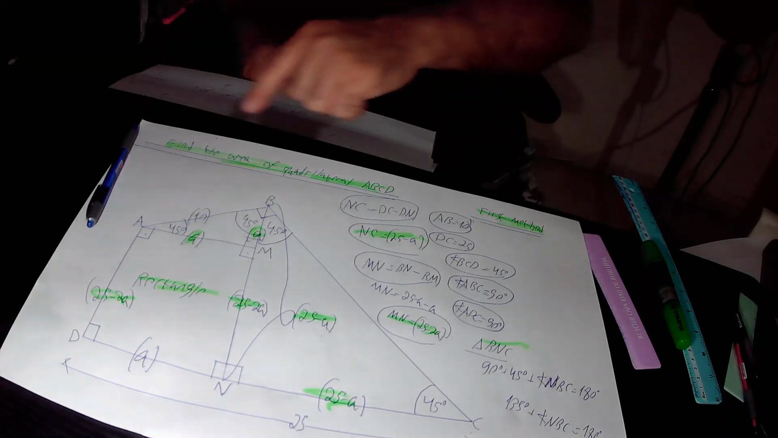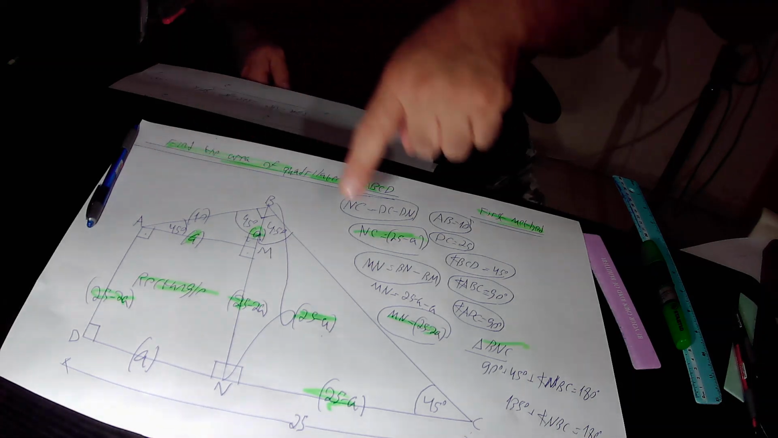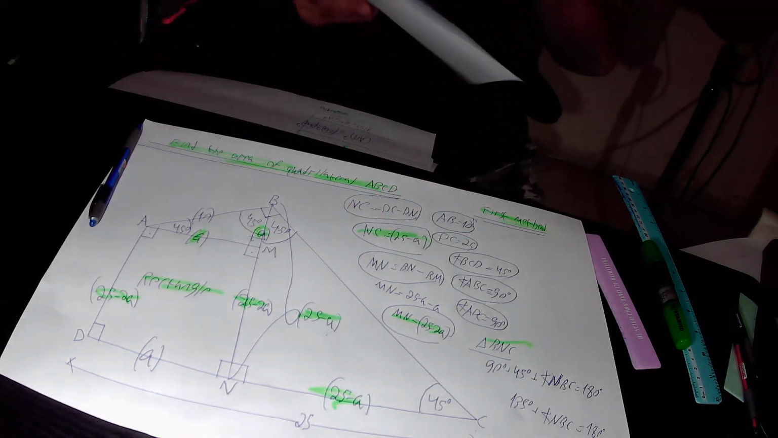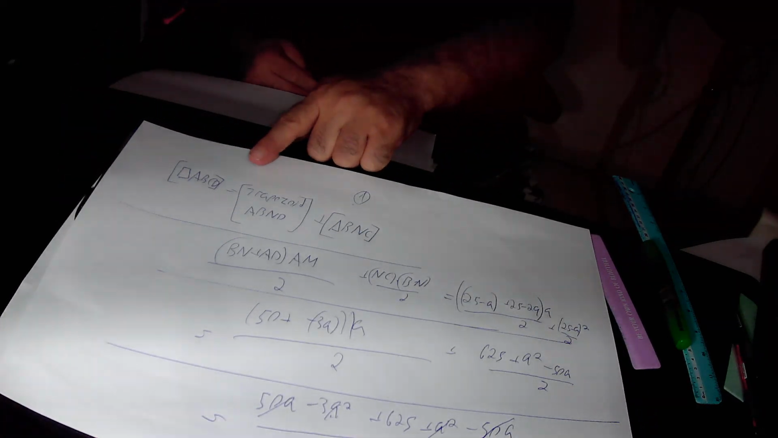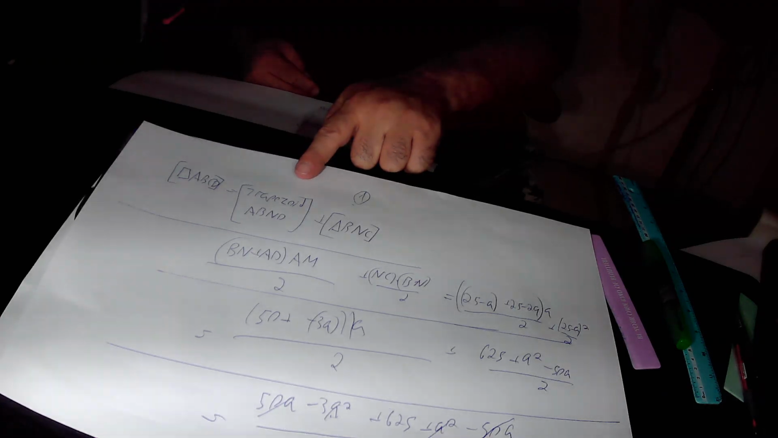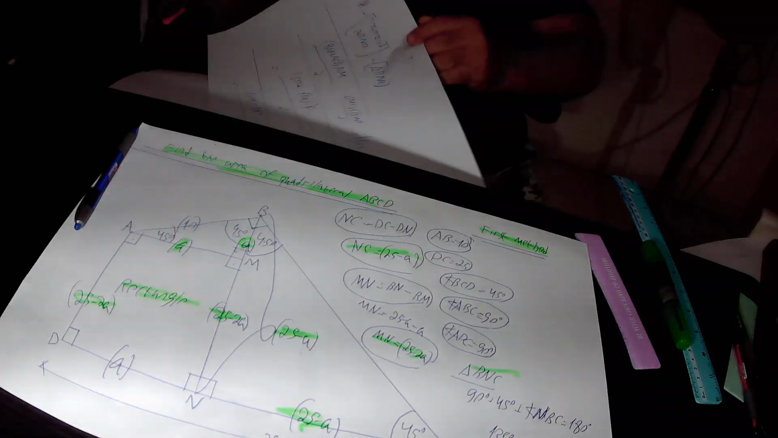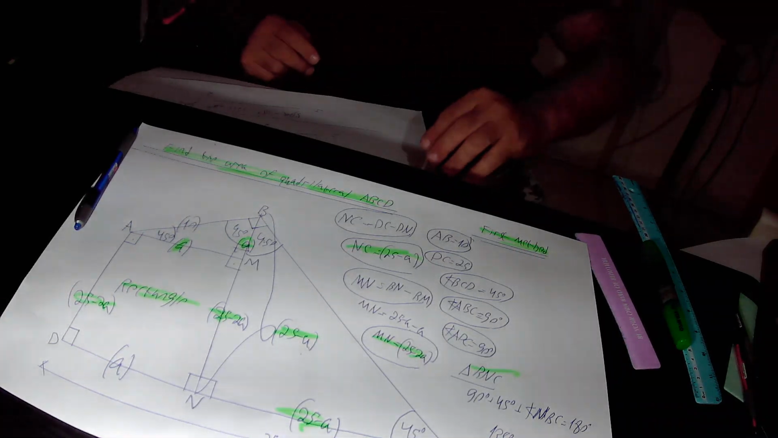The area of quadrilateral ABCD must be equal to the area of trapezoid ABND plus the area of this right triangle BNC. Again, the area of quadrilateral ABCD must be equal to the area of trapezoid ABND plus the area of the right triangle BNC. A trapezoid is a quadrilateral with one pair of parallel sides.